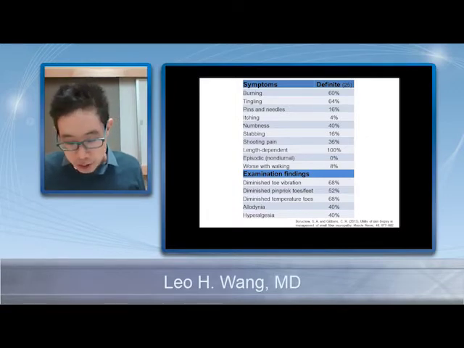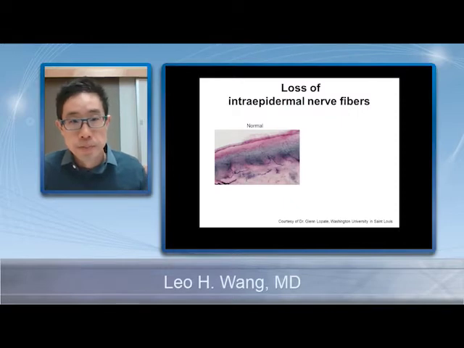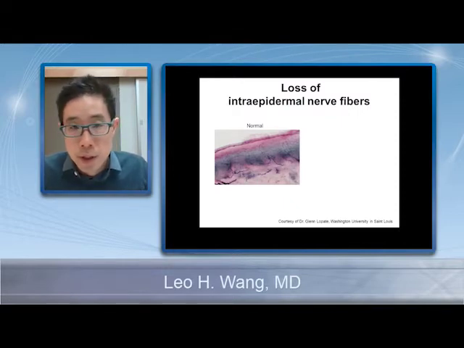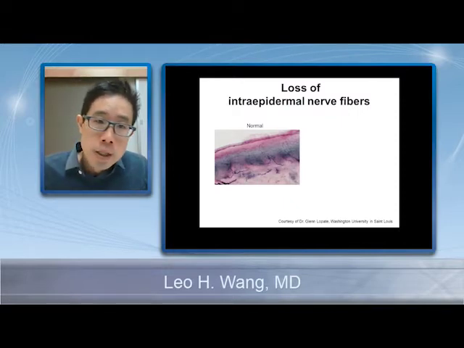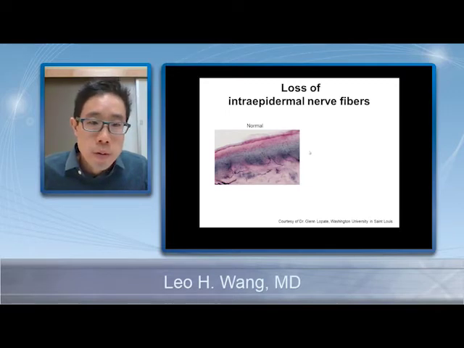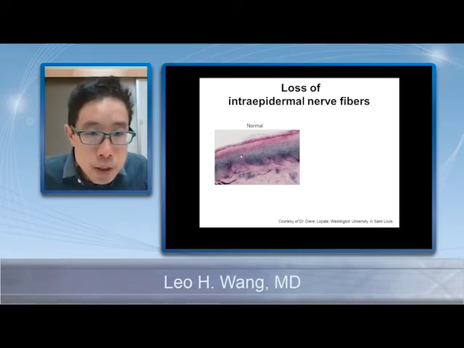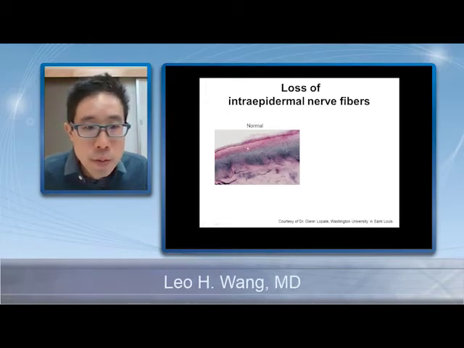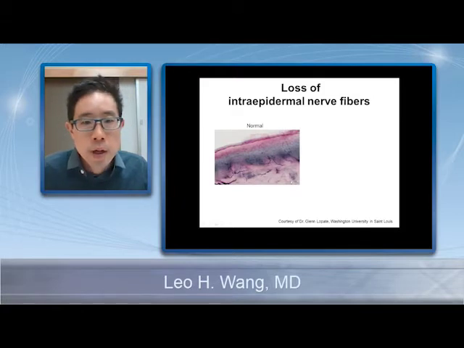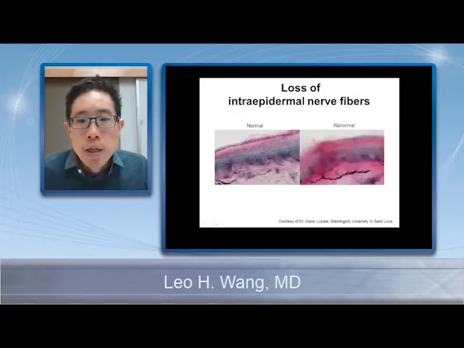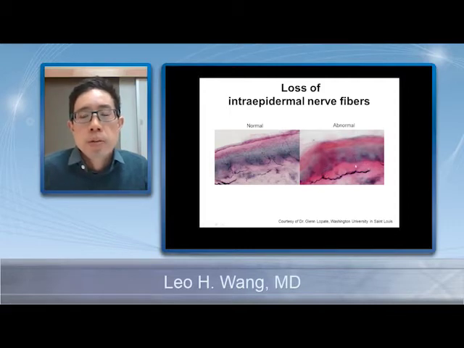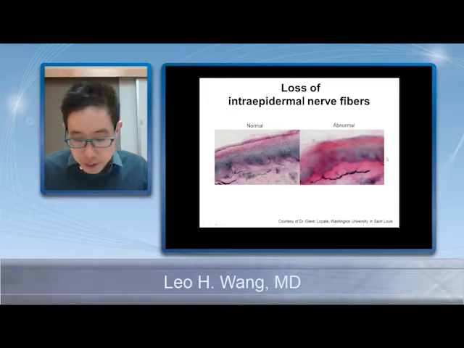So what is the loss in small fiber neuropathies? It is the loss of the intraepidermal nerve fiber layer. So the distinction is between the dermis and the epidermis, and here are the small nerve fibers that penetrate through into the epidermis. And this is the loss of the small fibers, and you can see that there is a loss in that layer.